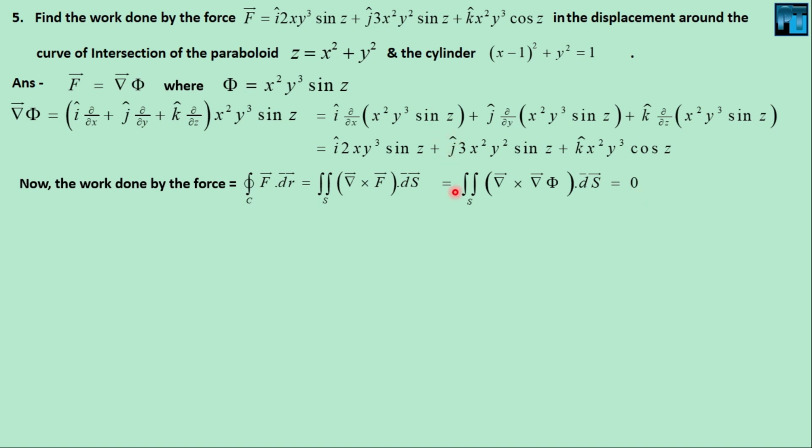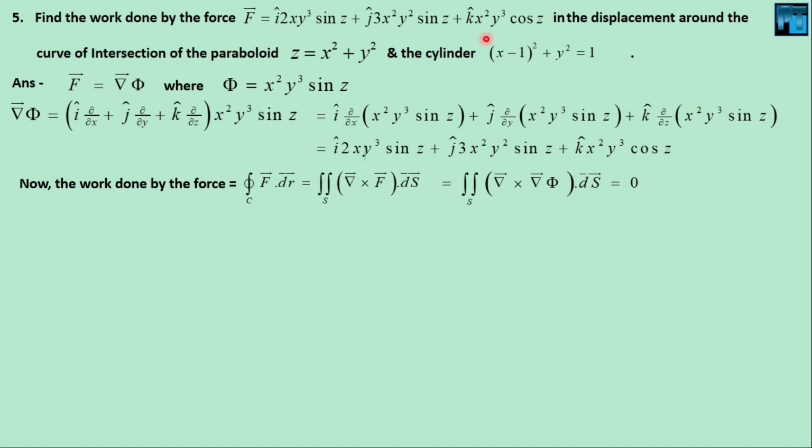So 1, 2, 3, 4 lines, 4 or 5 lines, and this complex maths is completely finished into 0. So this is one of the trickiest questions.